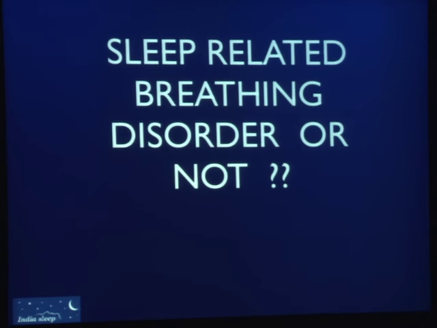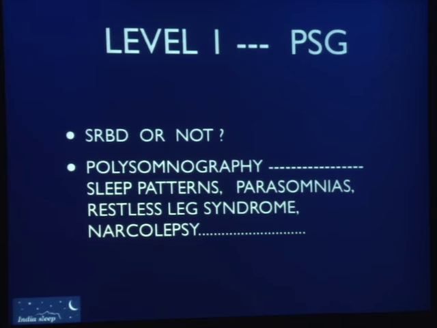So when do we advise what? If we are not sure that the patient is suffering from a group of problems called sleep-related breathing disorder, the constellation of OSA, upper airway resistance syndrome, everything is included in sleep-related breathing disorder. If the sleep is getting disturbed because of breathing, or if the breathing is getting disturbed only during sleep, and we are not sure about that, and we suspect that the patient can have parasomnias, restless leg syndrome, narcolepsy, etc., we must advise a level 1 polysomnography.